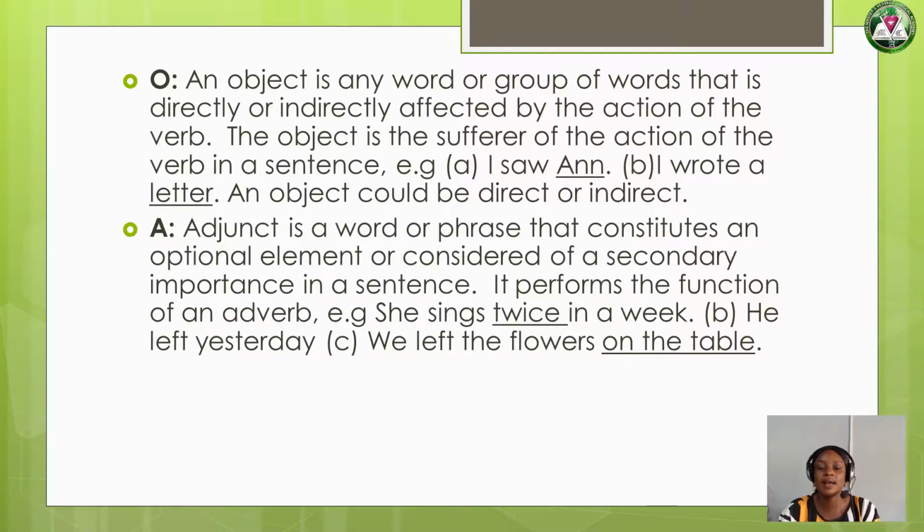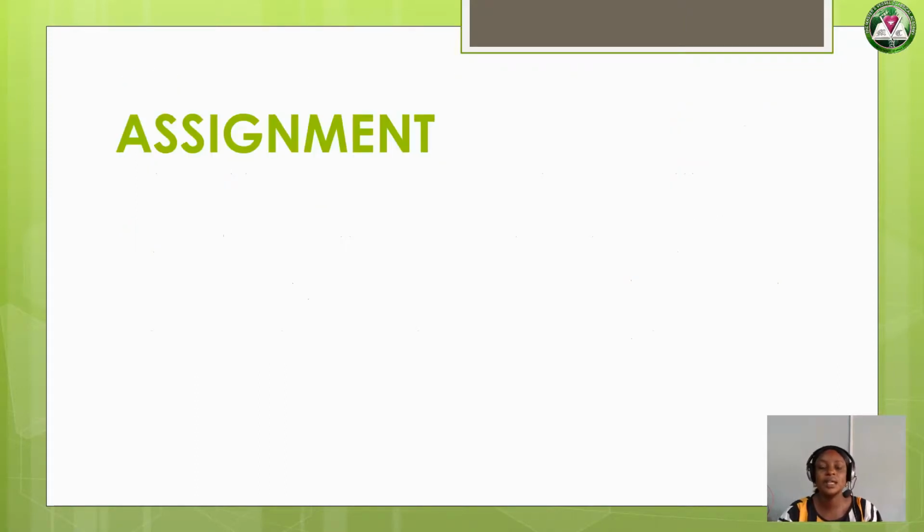We left the flowers on the table. So here we have SVO, and in the last sentence, C is missing. That's the complement. There's no complement there. So we have we as the subject of the sentence, left as verb, the flowers as the object, then on the table, that's the adjunct, an adverb of place.